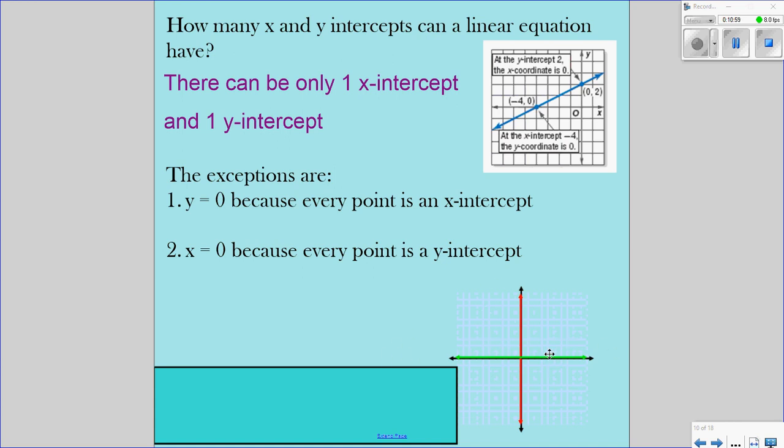Remember when we learned about the different types of lines, so like slopes? This is our horizontal slope, and then we got the vertical slope, the undefined line, which is x equals 0. So notice that with y equals 0, each point is an x-intercept. And with x equals 0, the red line, it touches every point on the y-axis, so it's a y-intercept. That's the only exception. Otherwise, when you have regular lines like this, with a positive or negative slope, there's only one x-intercept and only one y-intercept. So just remember that.